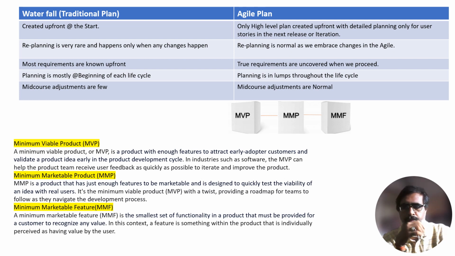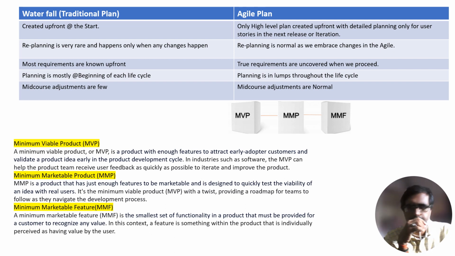In traditional plans, planning is mostly at the beginning of the life cycle, whereas in Agile plans, planning is in lumps throughout the life cycle. And in traditional plans, mid-course adjustments are few, whereas in Agile plans, mid-course adjustments are the norm.